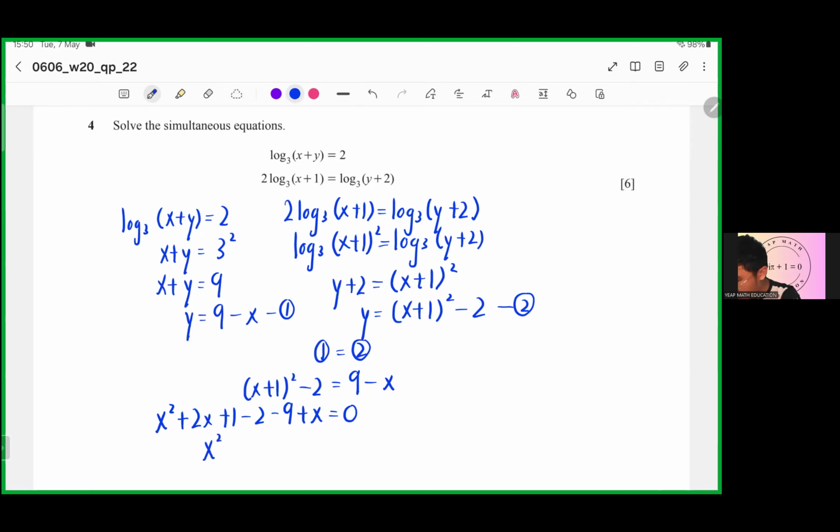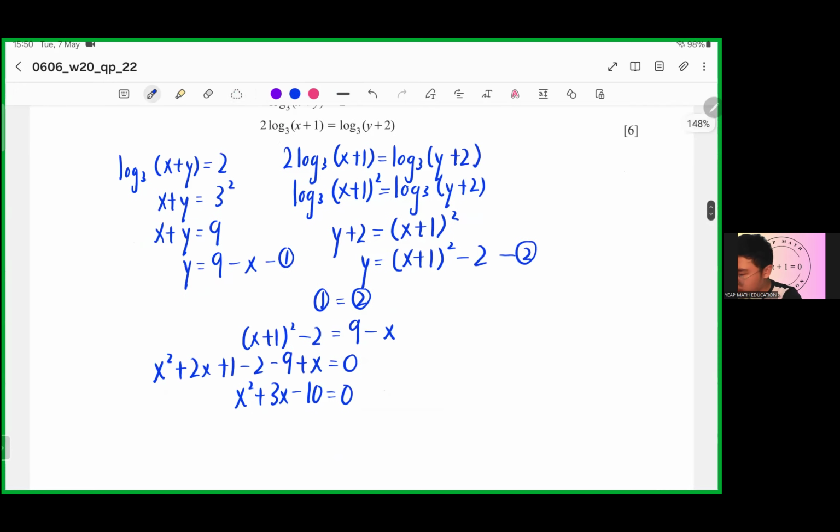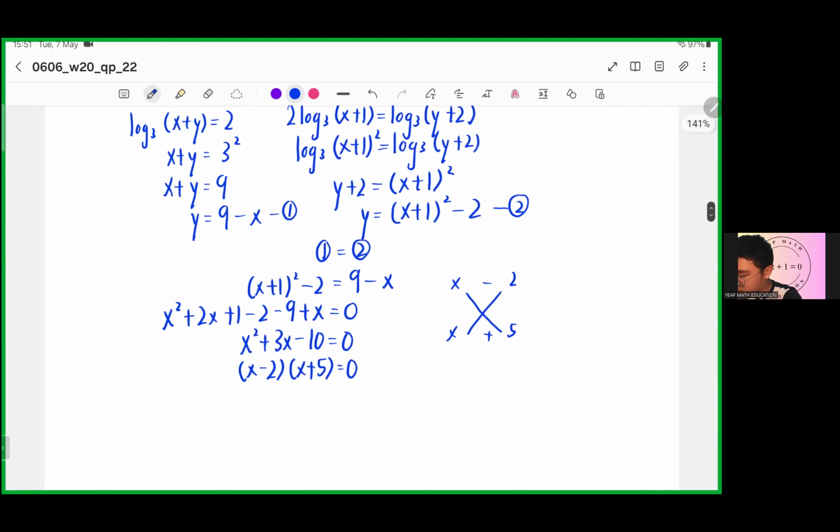Then x squared plus 3x minus 10 equals 0. Now I factorize: x, and then 2 and 5, plus and minus. So I will get (x minus 2)(x plus 5) equals 0. So I will get x equals 2, x equals negative 5.